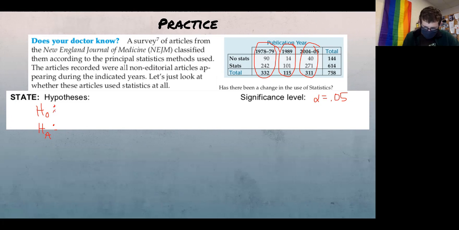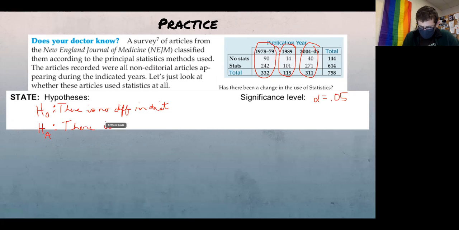There is no difference in the distributions. So our starting point is that the use of statistics has not changed through time, essentially is what we're saying. There is no difference in distributions. And then of course the alternate would be there is.